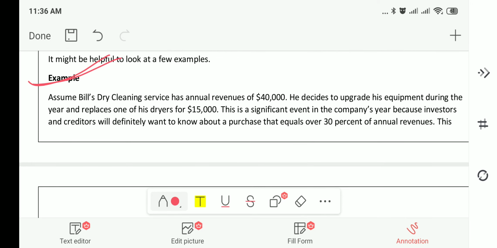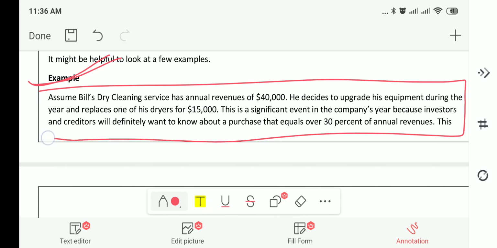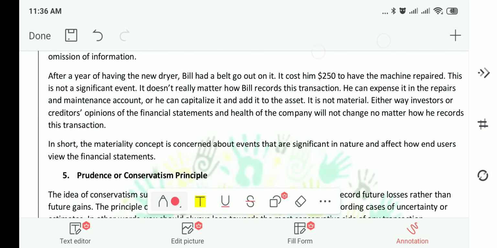If you want, you can read this example. Okay, next.